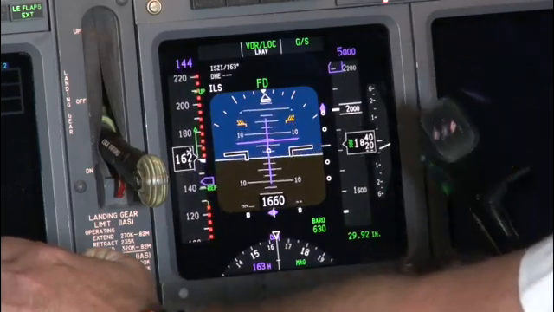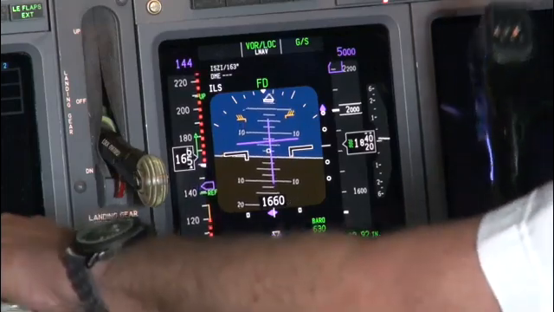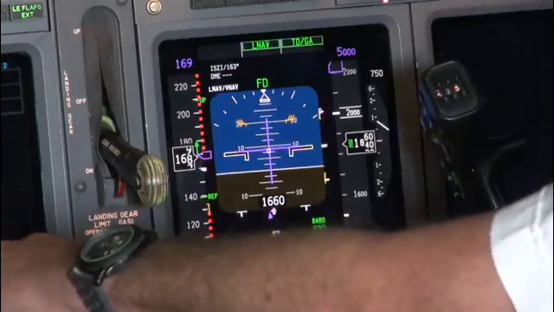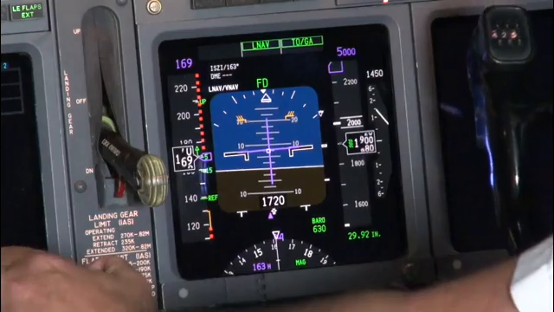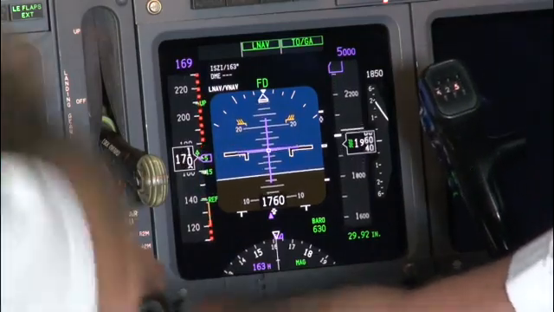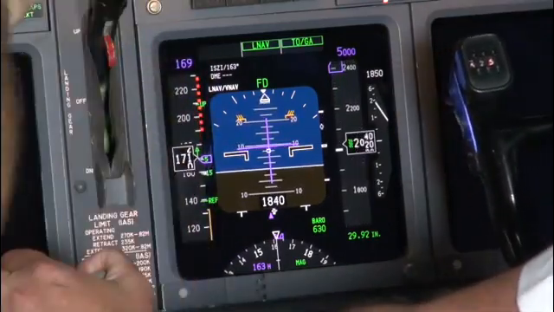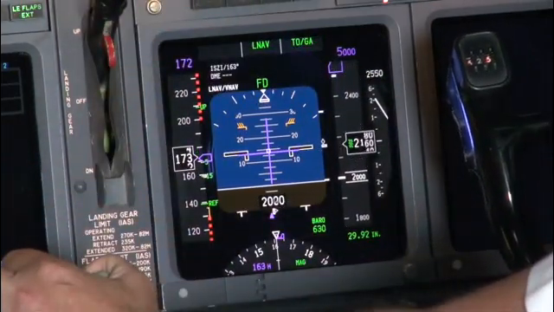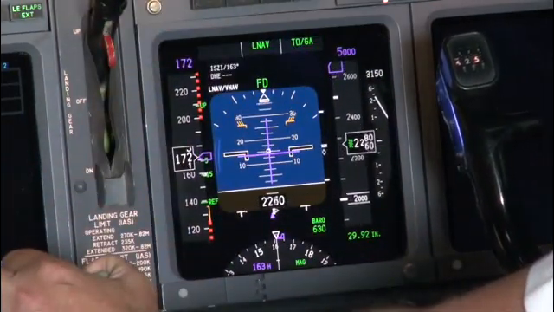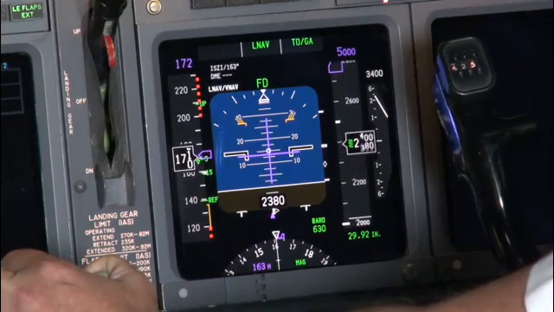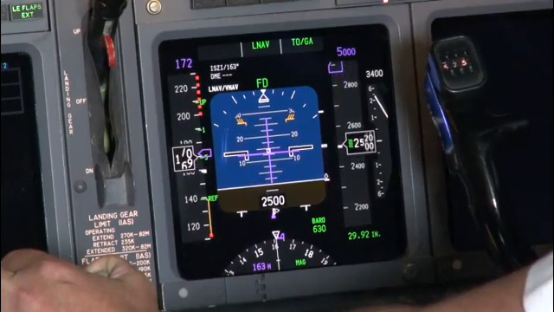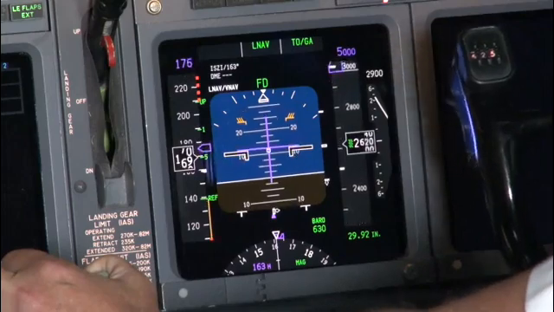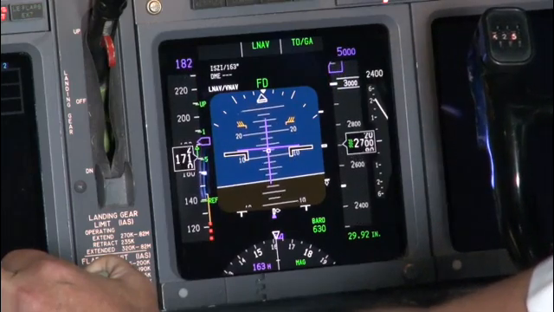Okay, let's go around, Brian. Okay, TOGA, all right, you got it. Flaps 15. 15 selected. Positive rate, gear up, verify missed approach altitude, please. 5,000 is set. Verified. Seattle Tower, Alaska 101 is on a go around, stand by. Flaps 5. 5 selected. Flaps 1. 1 selected.